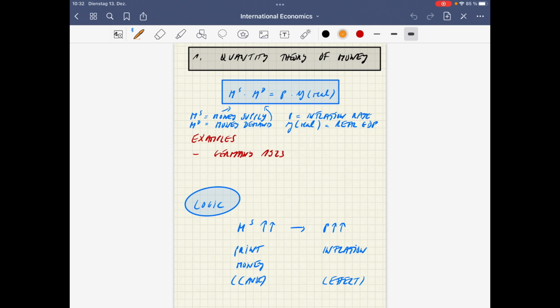The first theory we need to understand inflation is the quantity theory of money, which goes back to Irving Fisher and is about 100 years old and very often empirically tested. So we know that in the long run, if money is printed, so money supply goes up, that for a constant money demand and for a constant real GDP, also prices go up. A good example is Germany's hyperinflation 1923. So the cause is you print money like hell, that leads to more inflation in the long run. You cannot avoid that. That's the main message of the quantity theory of money.